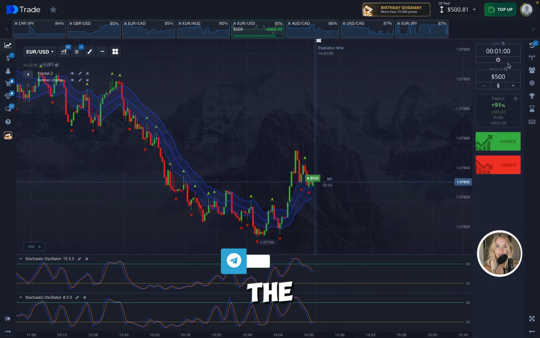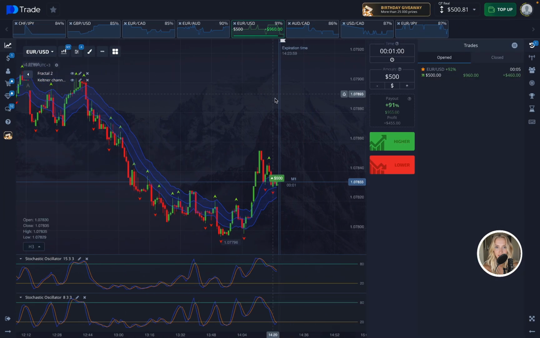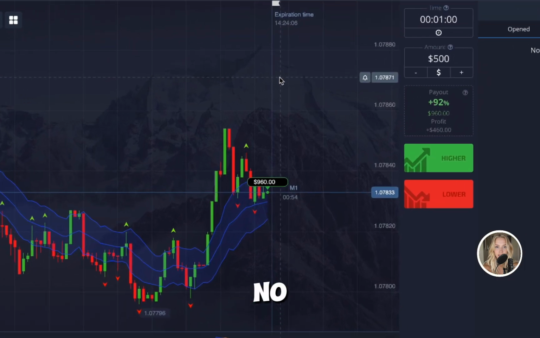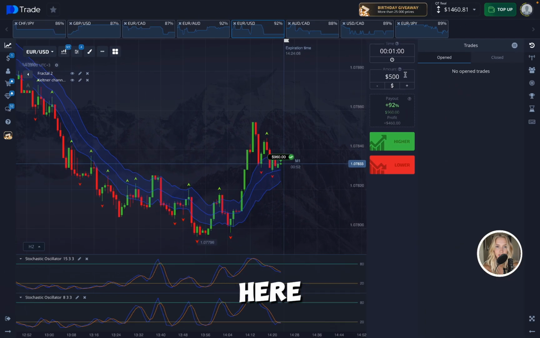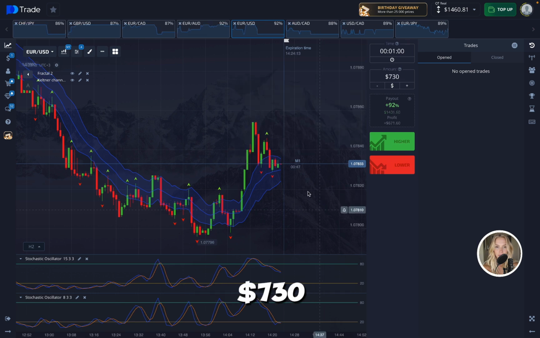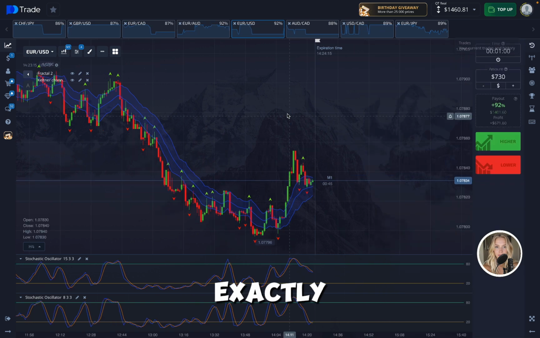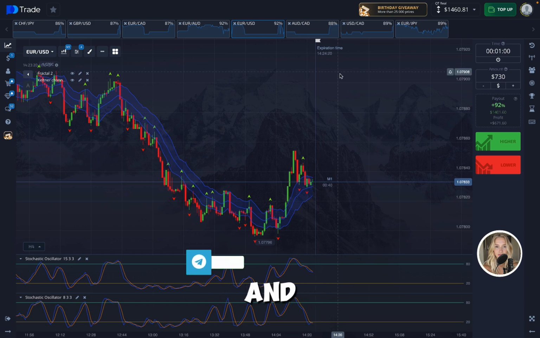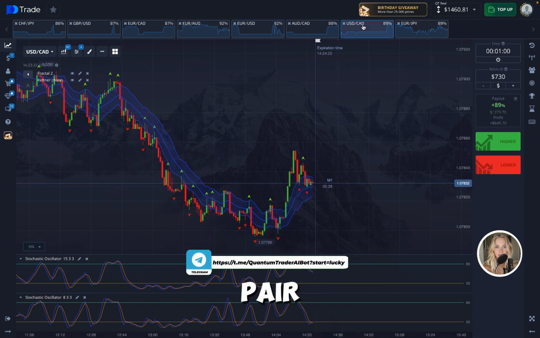And let's look at the result of the first transaction. And the first deal closes with no problems. There was nothing complicated here. I will change the amount of the transaction value. Now I will put $730, exactly half of my current balance, and actually let's continue trading and select the next currency pair.